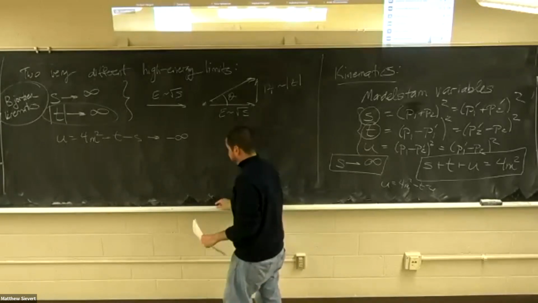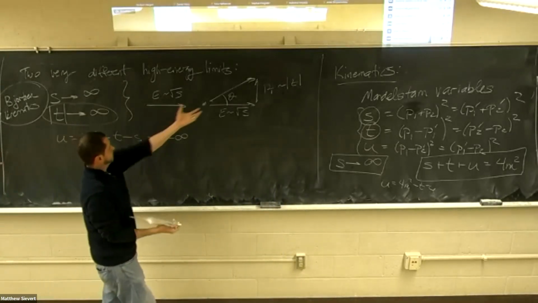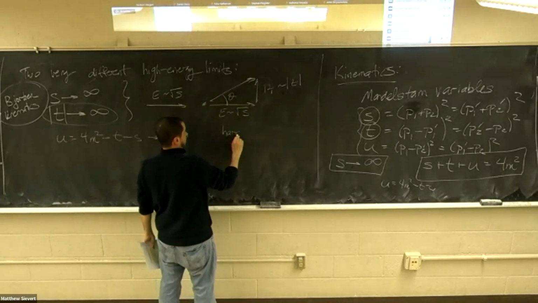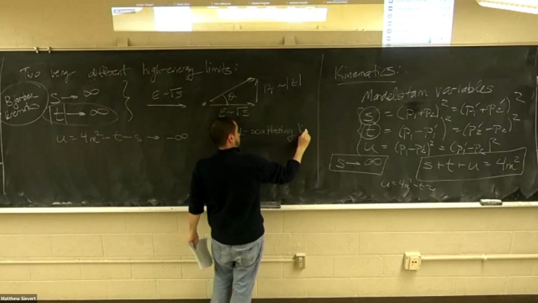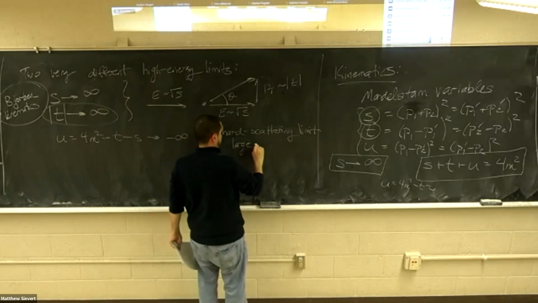Okay, so this is one type of high energy limit. This is the high energy limit where the scattering angle can remain large. So this is a hard scattering limit. It allows for potentially large angle scattering.